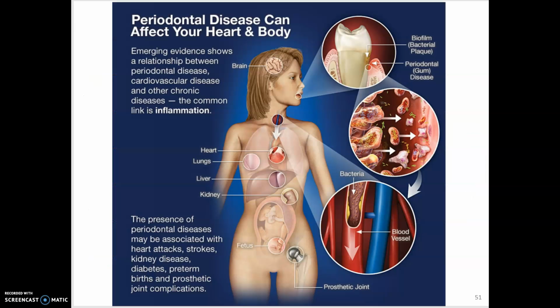And these last couple of figures are going to highlight some of the things that periodontal disease can affect. So it can have effects on your brain, heart, lungs, liver, kidney, developing fetus. Even if you've had a prosthetic or a joint replacement, this can all be affected by periodontal disease.